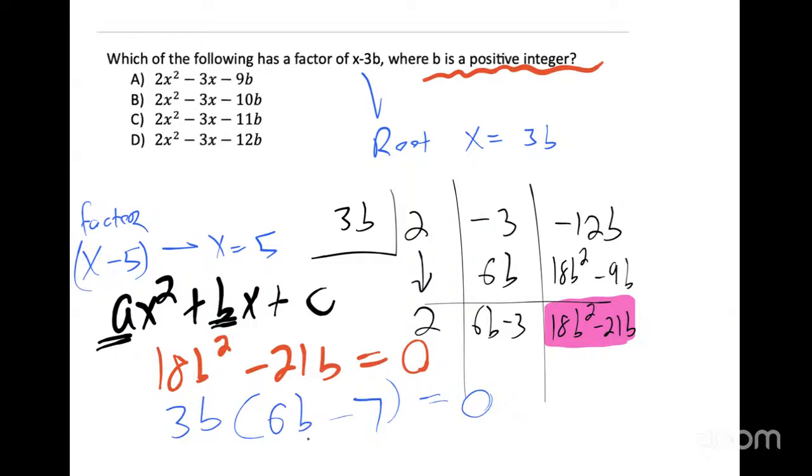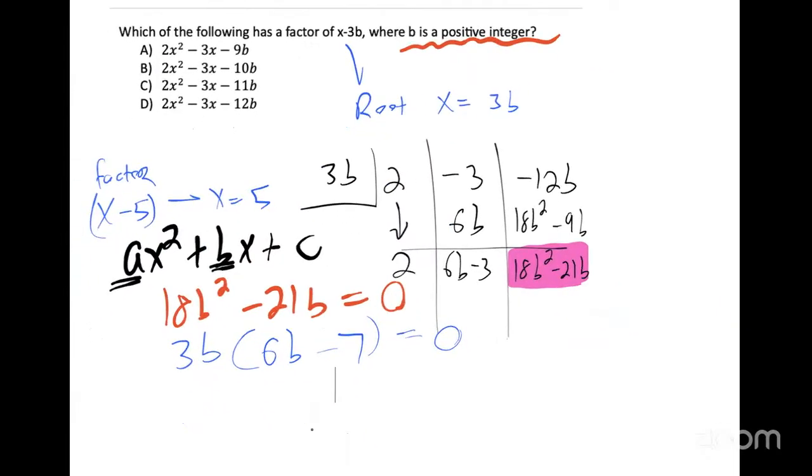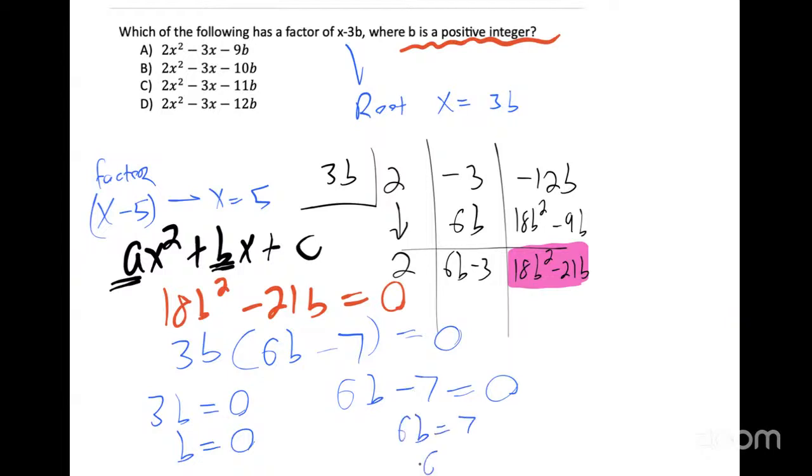Once you take out a GCF, when you're doing AB factoring, the next thing you do is set each piece equal to 0, because that's called the zero product rule in math. Now we can solve both. We can divide by 3 here. We can add 7 here and divide by 6.